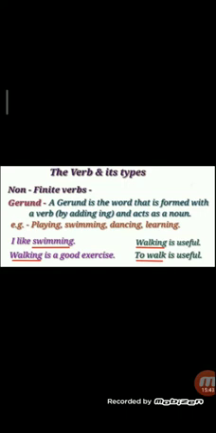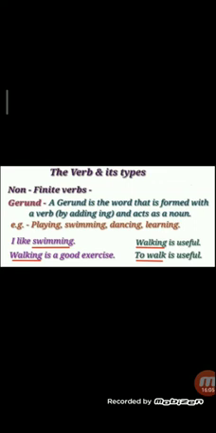Non-finite verb. A gerund is a word that is formed with a verb by adding ing. It acts as a noun. Got it, children? Yes. I like swimming. Walking is good exercise. Walking is useful. Now wait, children. I have not stated the fourth one.